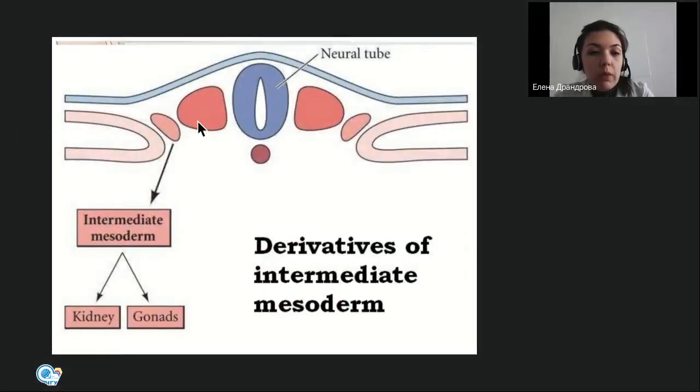Intermediate mesoderm gives origin to organs of urinary and reproductive system, so kidneys and gonads. Gonads means genital or reproductive organs. And the fact that both urinary organs and genital organs have the same origin gives us an opportunity to unite them into a urogenital apparatus. We will talk about it at the end of our lecture.